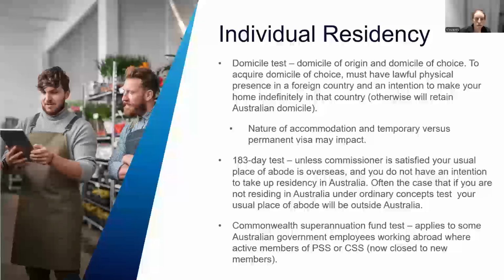It's also the 183-day test, which basically looks at whether you've spent more than half the year in Australia. This can apply unless the Commissioner is satisfied that your usual place of abode is overseas and you do not have an intention to take up residency in Australia. So even if you have been in Australia for more than half the year, the Commissioner may still decide that your usual place of abode is overseas. So again, you still need to look at all the facts and circumstances of the situation.